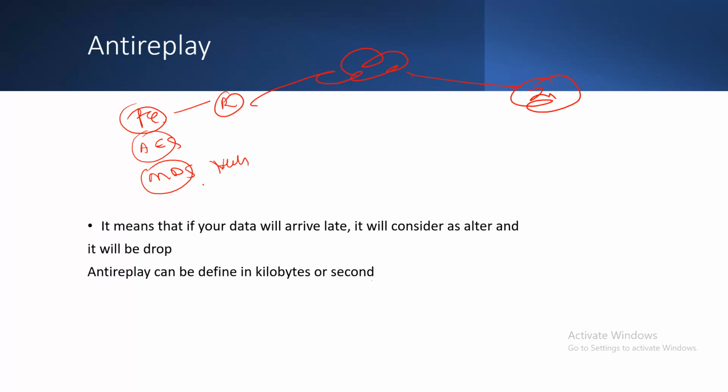So whenever the packet arrives and it is late, the receiver will consider it came very late and seems like the packet was changed by someone, a man in the middle. So anti-replay will reply to this firewall or router: the packet sounds like altered, so I can't accept it, send me once again. So that is called anti-replay. Clear, guys?